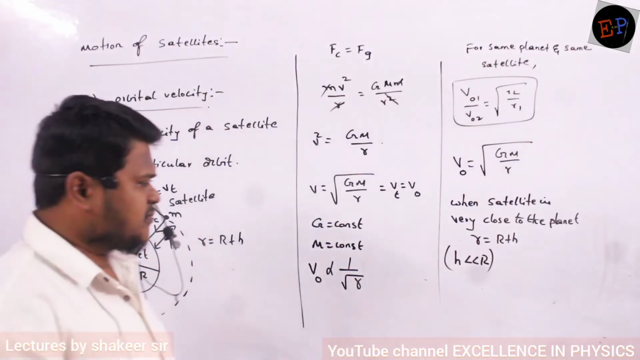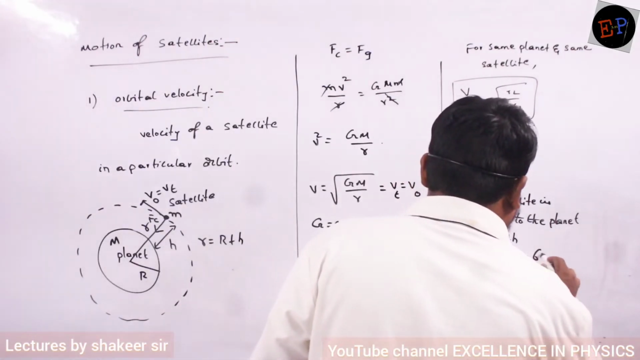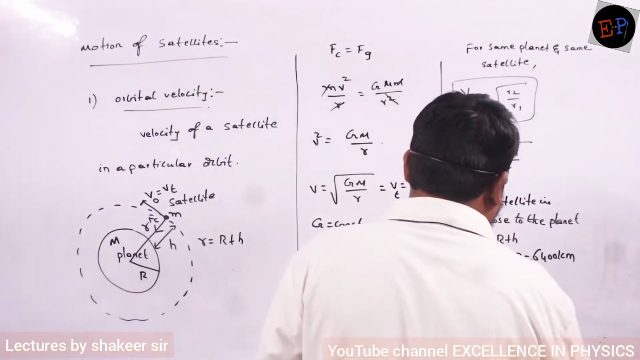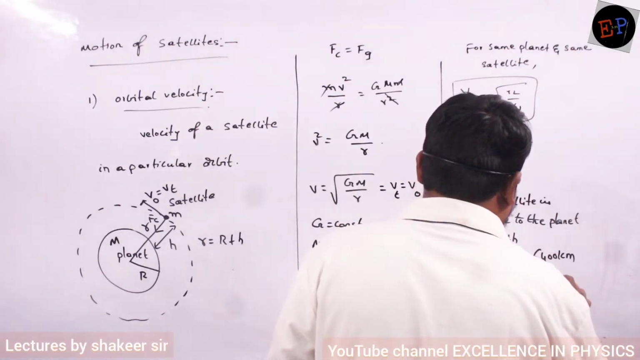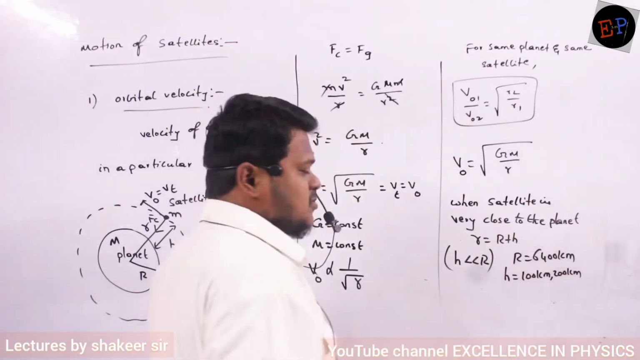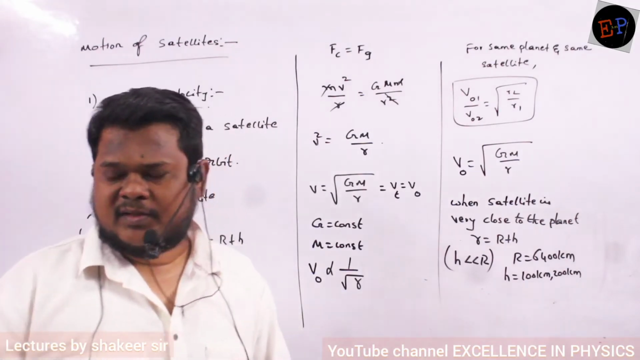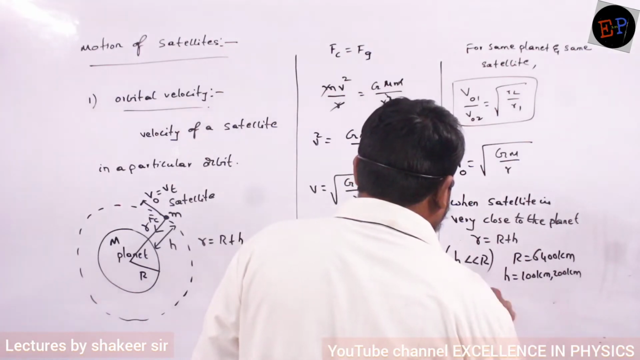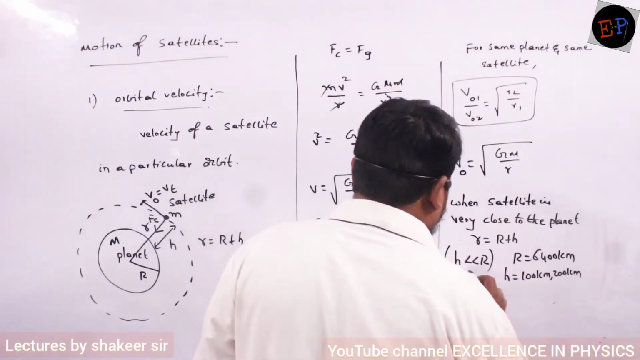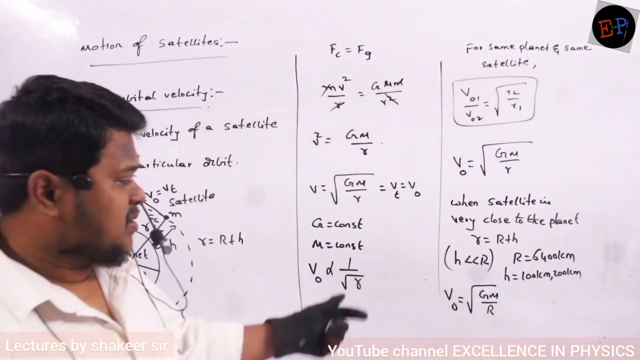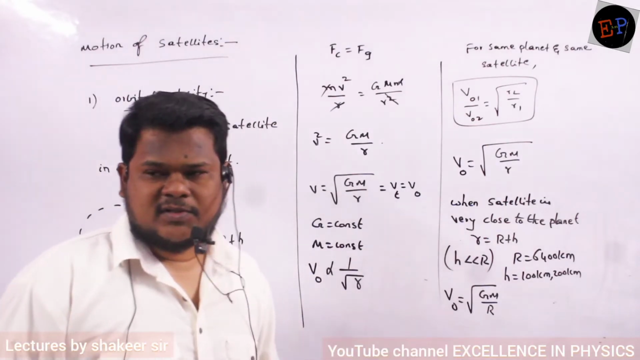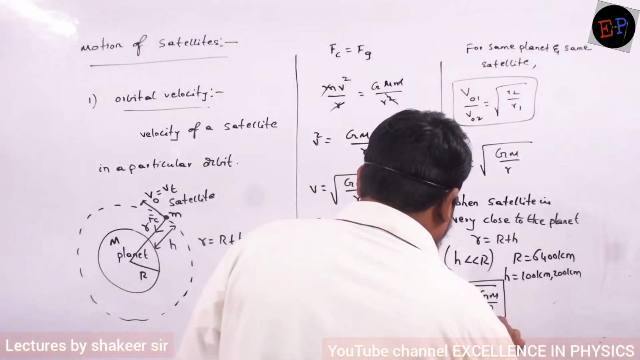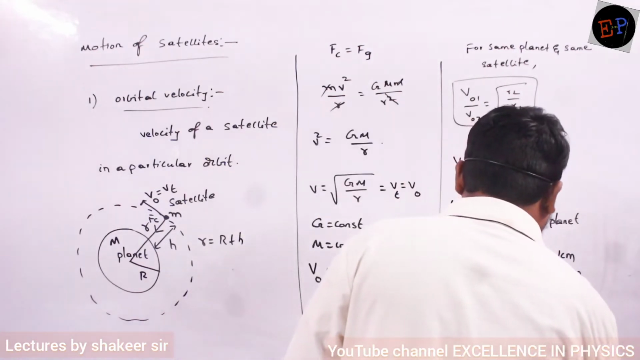For example, the radius of Earth is 6,400 kilometers. So for small heights, for example 100 kilometers, 200, 300, 400 kilometers, they are very small heights. For such conditions you can write V0 is equal to square root of GM divided by capital R only. Instead of R plus H, you can write R only, because H is a very small value. So this is one equation of orbital velocity for surface satellites.